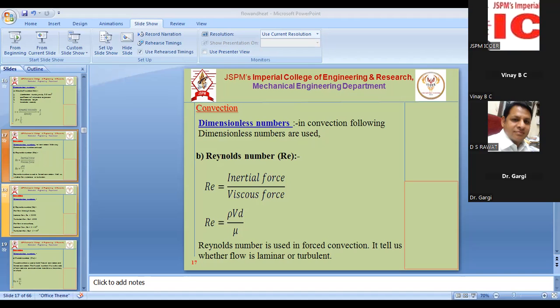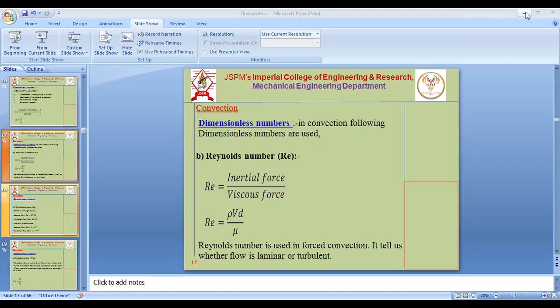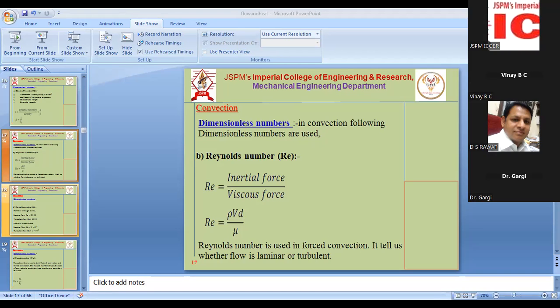I think there is some chart. So I'll just go to the participant. We'll just go to the PPT again.